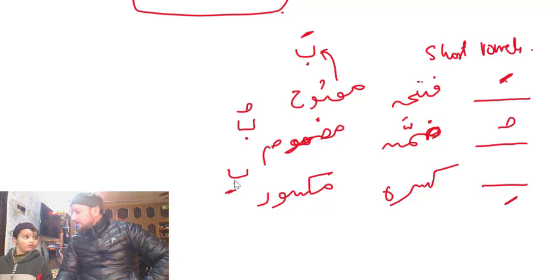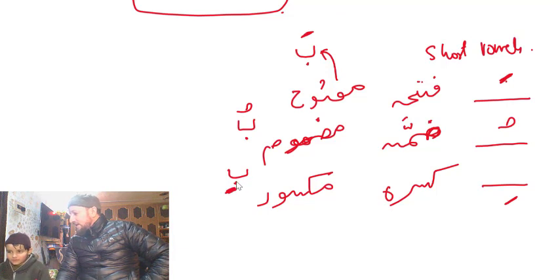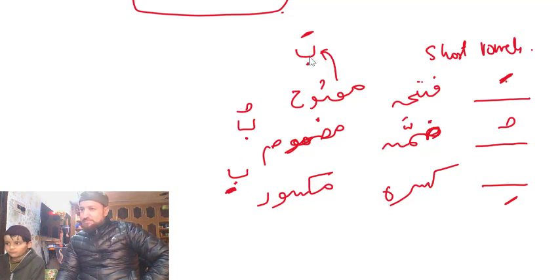Yes, because it has the vowel on it. All these ba are mutaharrik because we have either fatha or dhamma or kasra with them. They have movements, so all these consonants are mutaharrik because they have a haraka on them. But this ba is maftuh.